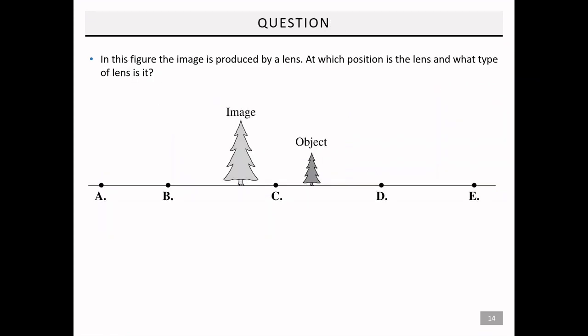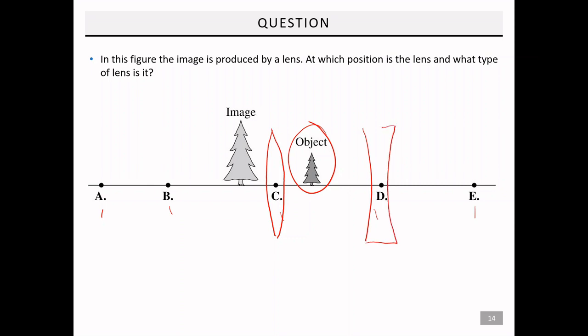In this question, you start with an object. At one of these 5 locations, you have a lens. You don't know what type of lens it is. It's either converging or diverging. The object and that lens form this image. The question asks you to find which position the lens is at, and also what kind of lens it is.